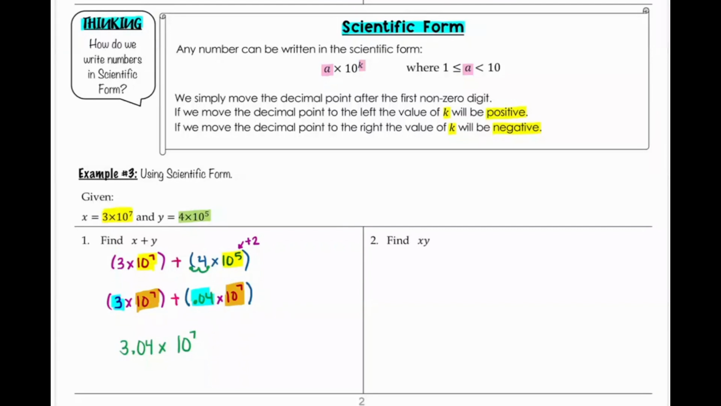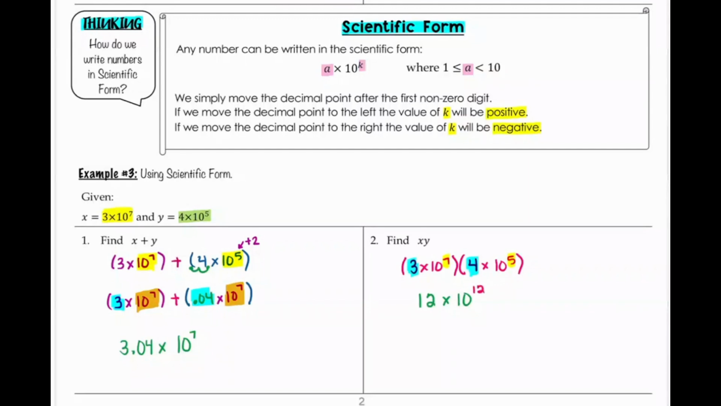All right, let's try number 2. Number 2 wants us to do a product of x and y. So let's just write what x is again. And this time we are multiplying by y. What we're going to do is we're going to multiply the coefficients, which would be 3 times 4, which would give us a 12. And using the laws of exponent, that tells us when we have a common base, in this case base 10, we are going to need to add those exponents. So 7 plus 5 will give me an exponent of 12.